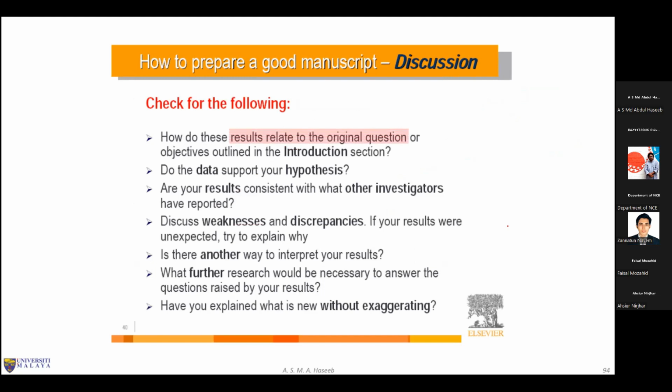So these are the checklists. Once you have written your discussion, see if it is a balanced discussion. See if it relates to the original thesis, original hypothesis, original question that you raised, the original problem that you defined. How does your result give a solution to those original problems? That is the first thing you check. Then you have to see the explanation that you are giving. Is it supported by the data? The hypothesis that you are presenting must be supported by your data.